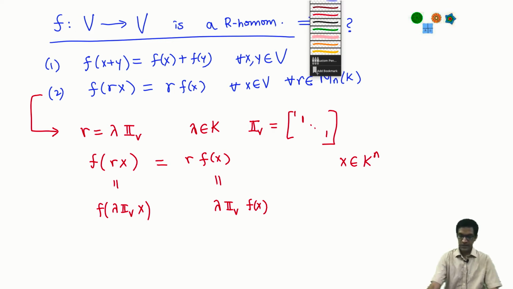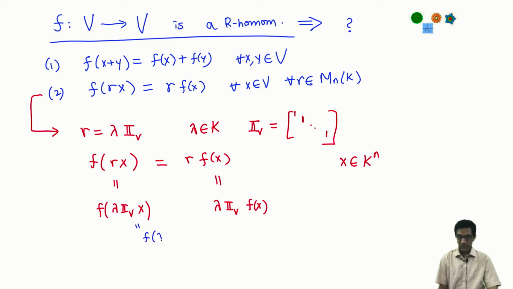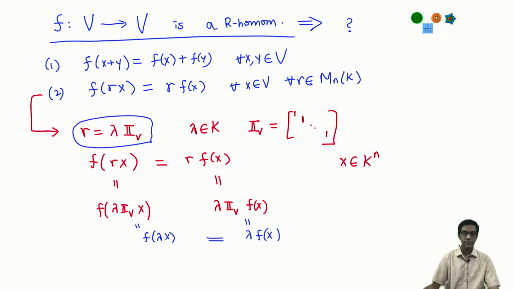So what does that mean? If I multiply identity with x, I get back x, so the left side is just f of the column vector x multiplied by the scalar lambda, and the right hand side is identity times fx, which gives me fx again, so it is the scalar lambda times fx. So what do I conclude? For these special scalar matrices R, I conclude that f of lambda x must give me the same answer as lambda fx. And this should be true for all scalars lambda from the base field K.